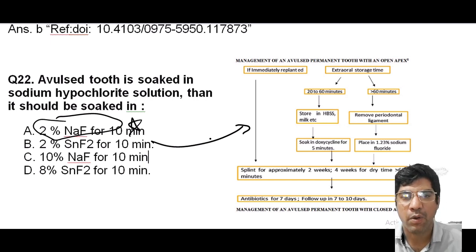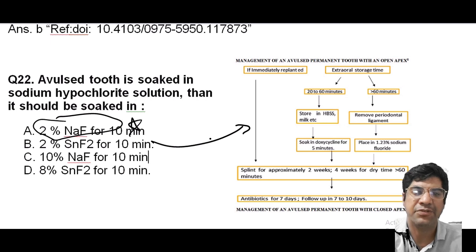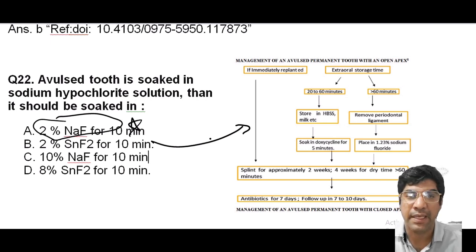So sodium hypochlorite is used as the initial step to disinfect the avulsed tooth. So that helps to remove the contaminants and reduce the risk of infection. After that, sodium fluoride. After disinfecting the tooth, the next step is to soak the tooth in a sodium fluoride solution.